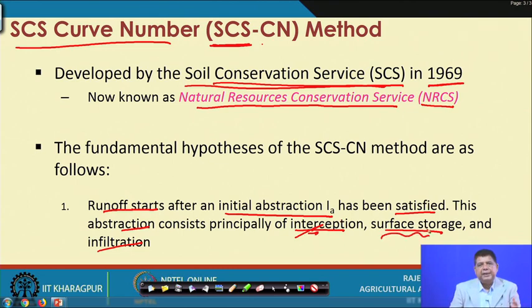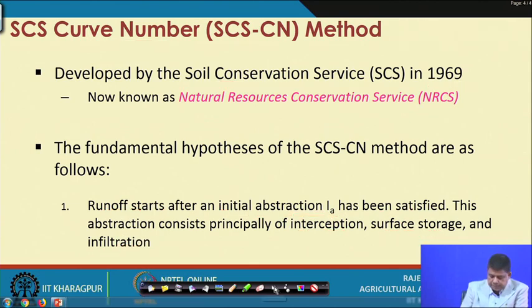So, some interception takes place. Because of the undulating topography on the surface, some part of the water gets stored on the surface, and obviously a part of this gets infiltrated, and then the remainder basically flows as runoff. So, that means runoff will start only after interception, surface storage and infiltration processes are completed, or the initial abstraction I A, which is the combined term to represent all these abstractions, has been satisfied. That is the first hypothesis.